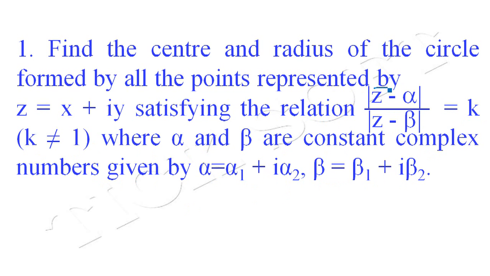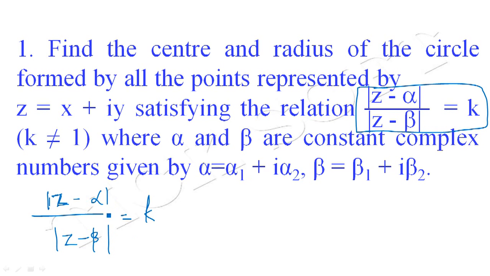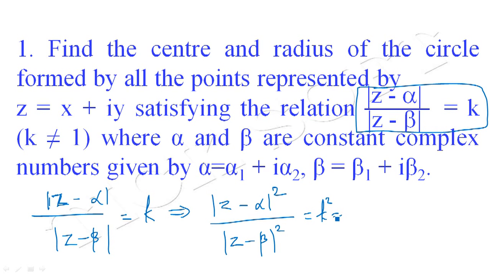Here, the circle satisfies this condition. So now we are going to take this condition first: |z − α| / |z − β| = k. Now if we square both sides of this equation, we get |z − α|² / |z − β|² = k². This implies |z − α|² = k² |z − β|².